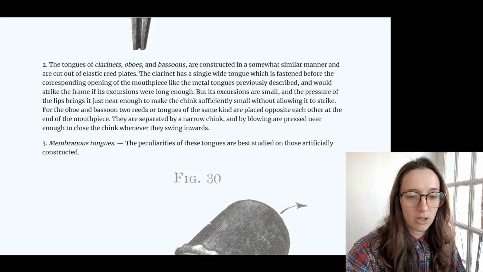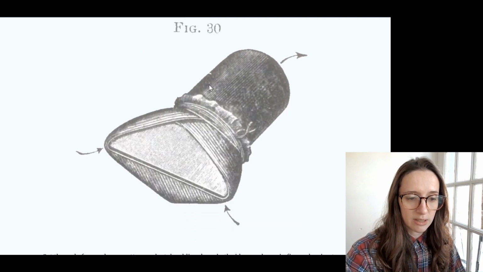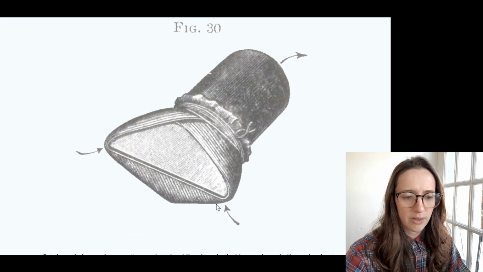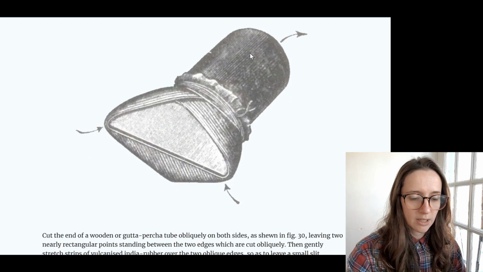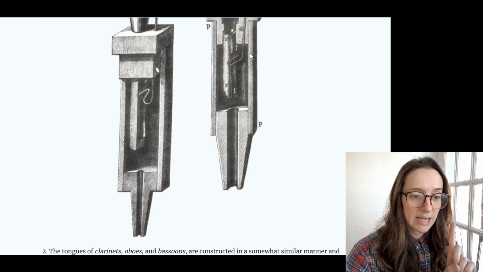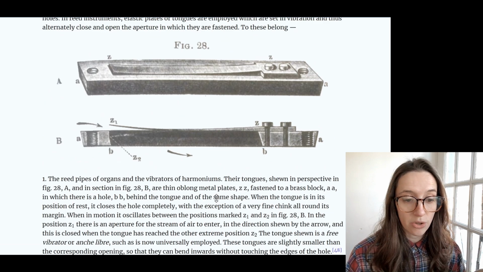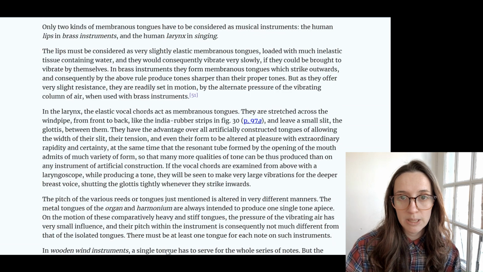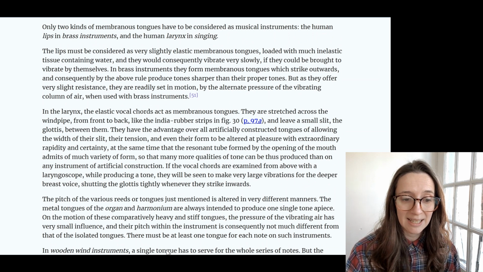But here is an artificially constructed one, which is a cylinder of wood with some rubber strung across it. So the difference between these 3 categories. Reed pipes, each reed gives only 1 pitch, so the reed is comparatively stiff and heavy. The tongues of reed instruments like clarinets, oboes, and bassoons are lighter and more elastic.